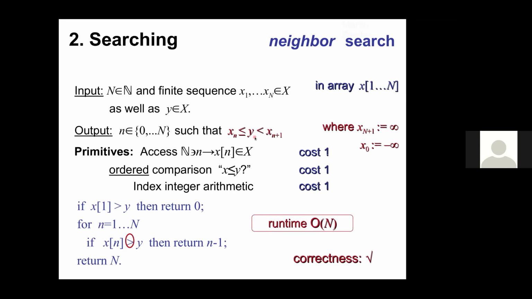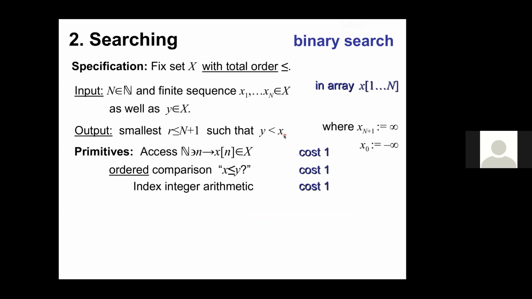Okay, so it's just written a different way. So simply put n plus 1 in the neighbor search to be equal to r in here. Okay, and so essentially we're looking for the same sort of output. We're looking for the index so that a given element y is between the rth element and the r minus first.